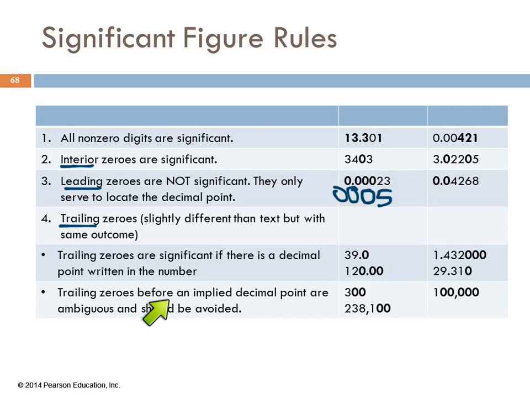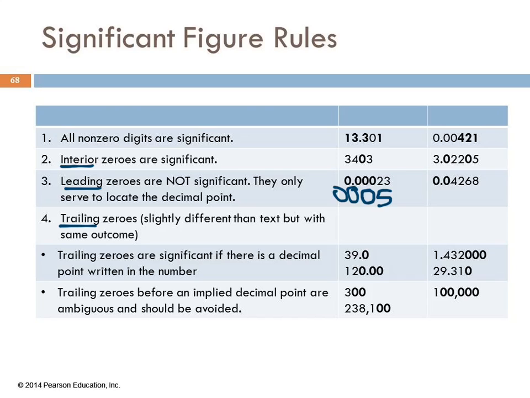Trailing zeros before an implied decimal point are ambiguous and should be avoided. So a number like 300, there's no written decimal point. But we know that the decimal point would be right there if we were going to write one. We know where it is. But those zeros are just holding space, just like leading zeros. They're holding a space, so we don't count those. 238,100. No decimal point. They're ambiguous.